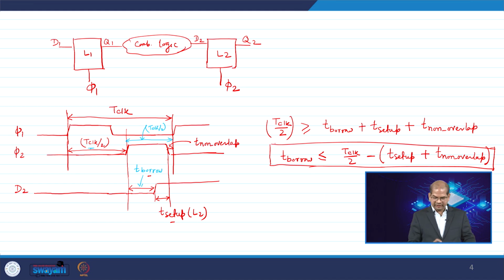So, you can see here also, we are subtracting these two parameters, T non overlap and T setup, from T clock by 2 to find the maximum time I can borrow from this latch based system. With this background, we will do some more analysis and examples.